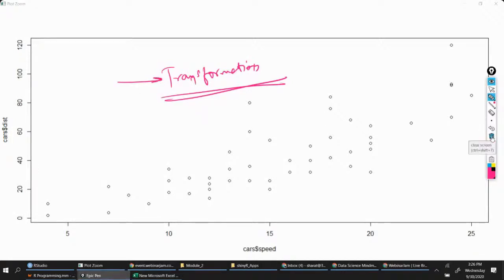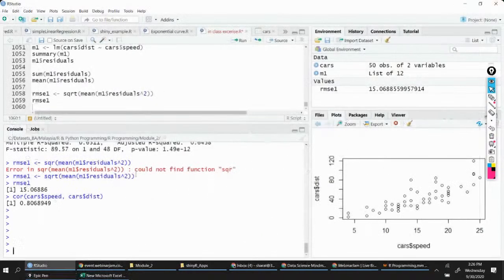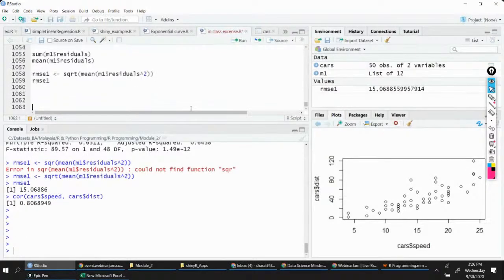Transformations. So let us try and do the transformations and understand how your model can be adjusted. I'm trying out with transformations.